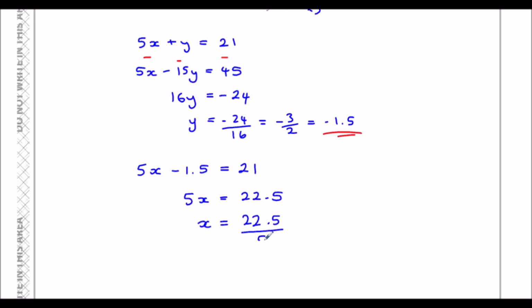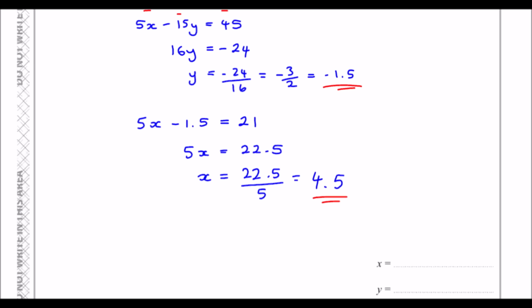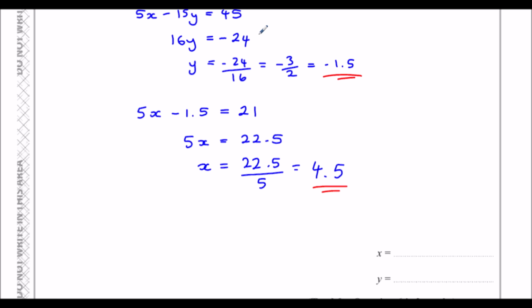22.5 over 5. How many 5s go into 22.5? 4 whole ones. And I've got 2.5 left, which is half of a 5. So it's 4.5 for x. So x is 4.5 and y is minus 1.5.